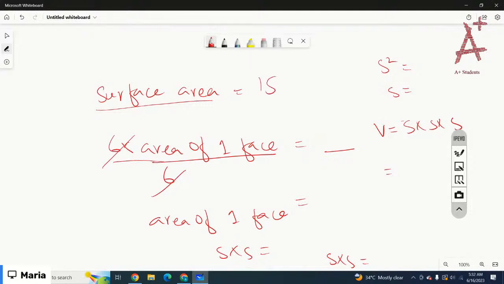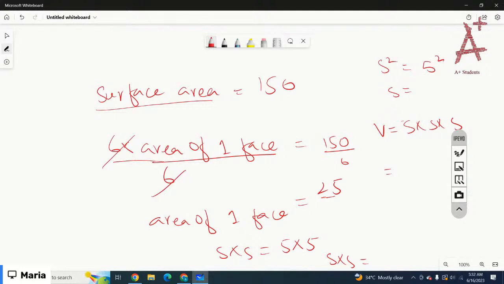So the same thing, surface area is 6 times the area of one face. It would be 150. Divide both sides by the 6 so that you can calculate the area of one face. It would be 25. So that means the area of one face is 25. We know that the area of one face is side times side. So you can write it as s squared equals 5 squared.